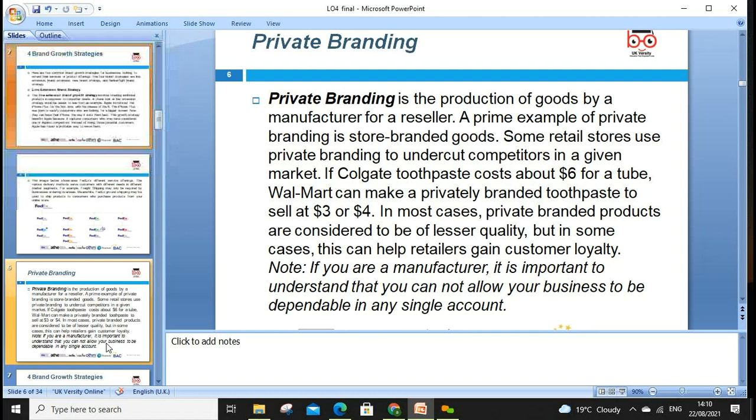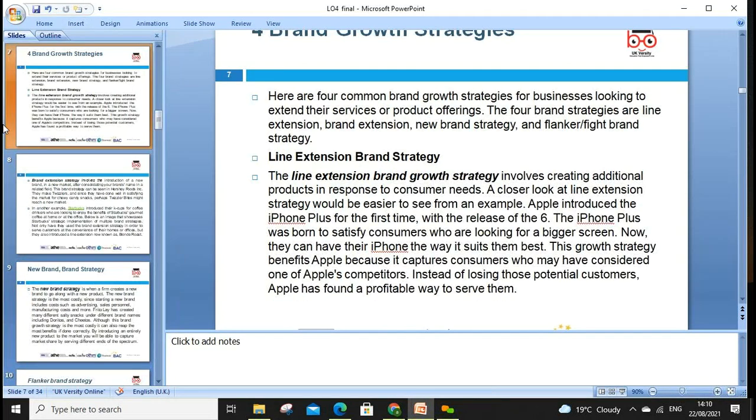Here are the four common brand growth strategies for businesses looking to extend their services and product offerings. The four brand strategies: line extension, brand extension, new brand strategy, and the flanker or fighter brand strategy. So, the line extension brand strategy involves creating additional products and meeting the needs of the customer.